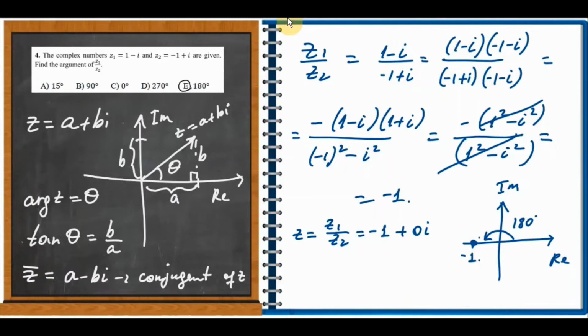But we could find it with the formula: tangent theta is equal to b over a, where b is 0 and a is negative 1. In this case, we know that sine over cosine is tangent. So sine theta is 0, cosine theta is negative 1. So at which angle are both cases true? At 180 degrees. So the correct answer is 180.